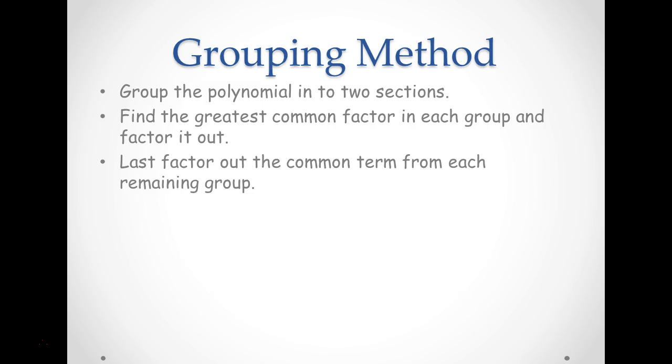Now we'll go on to the grouping method. Now there are just three big steps when you are factoring by grouping. First, you group your polynomial into sections. And then you find the greatest common factor for each group or section, and you factor that out. Last, you identify the common term in each of your remaining groups, and you factor that out. Now, that's a lot of words, so let's go ahead and look at an example.